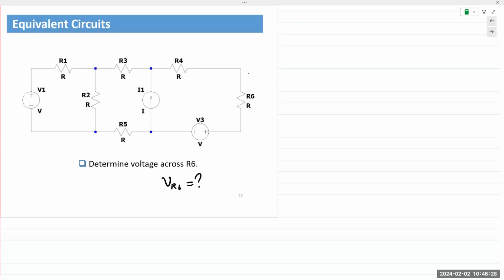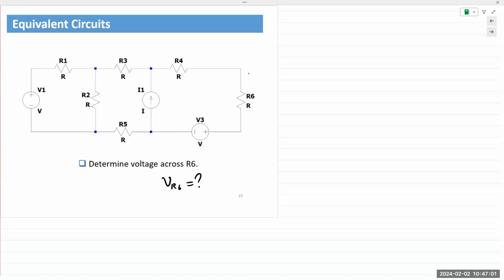We have three sources in there. We just learned about superposition, so we could certainly apply superposition. We could apply mesh current analysis, 1, 2, and 3. Or we could apply node voltage analysis. Node voltage might be a little inefficient, with 1, 2, 3, 4, 5, 6, 7, you have lots of nodes in there. So mesh current is probably easier, as in most cases.